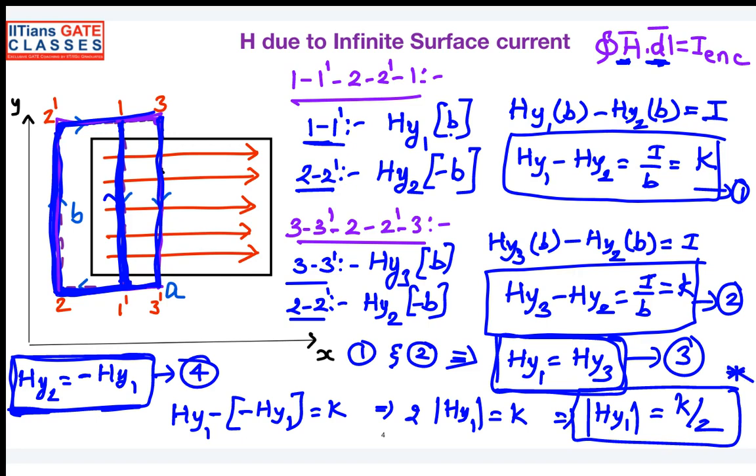This is when you are moving on the 1 to 1 prime, right? Even for 3 to 3 prime, the magnitude will also be K by 2. But when you are moving from 2 to 2 prime, it will be minus K by 2.